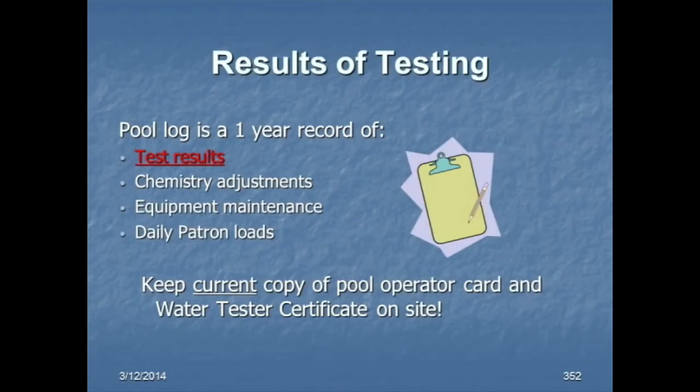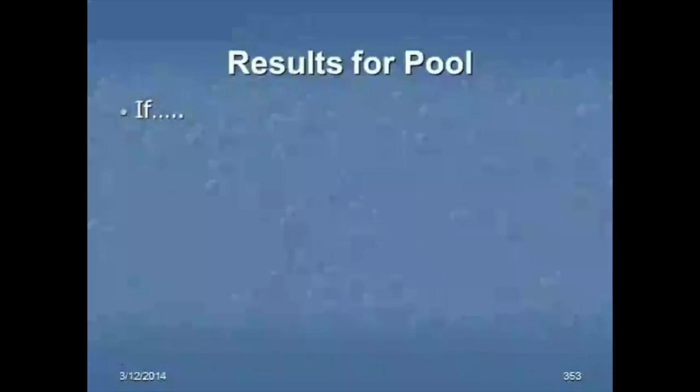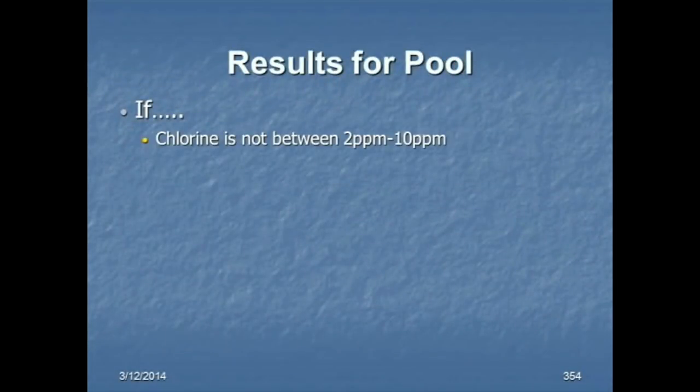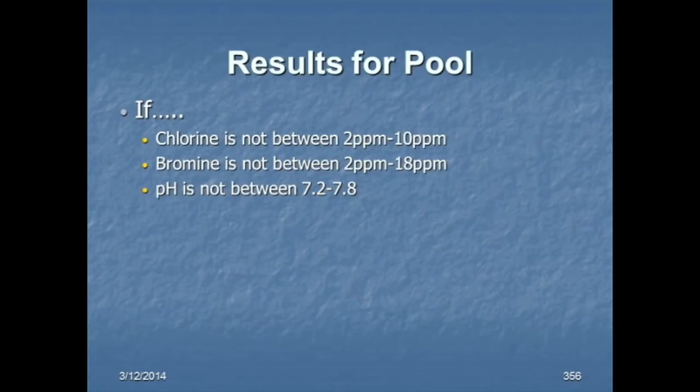The chlorine levels, results for your swimming pool. We've already talked about these numbers. They need to be between 2 and 10 parts per million. Your bromine level for a swimming pool, we allow up to 18, same number, 2 parts per million for the minimum. The pH should be between 7.2 to 7.8.